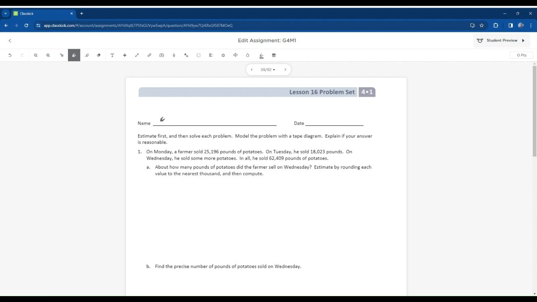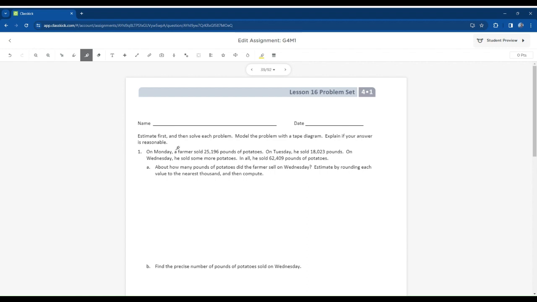Number one, the directions read, estimate first and then solve each problem, model the problem with a tape diagram, explain if your answer is reasonable. Each one of these questions is broken up into three parts, an A, B, and a C. So we'll start with number one, where it says, on Monday, a farmer sold 25,196 pounds of potatoes. On Tuesday, he sold 18,023 pounds.